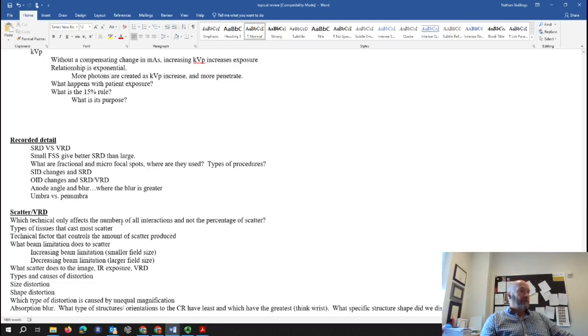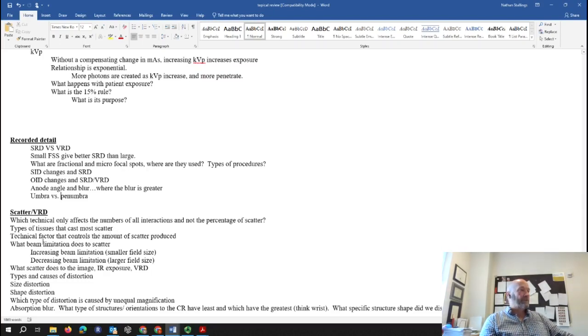Okay, so mass only affects the numbers, doesn't really affect the percentage at all. The percentage of photoelectric, transmission, scatter. So the only thing in your technique that affects numbers and not percentage of interactions would be your mass. KVP affects them both, all of it.